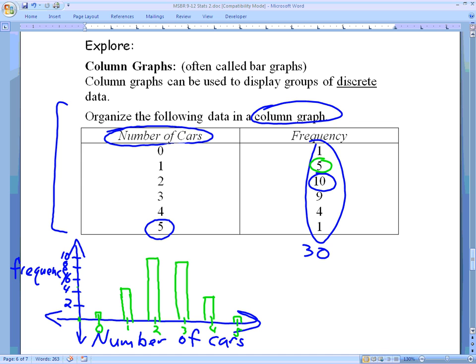Again, it allows us to look at our data. We can see all the different data values, 0 through 5, and then we can see how often they occurred by looking at the Y-axis of the frequency.